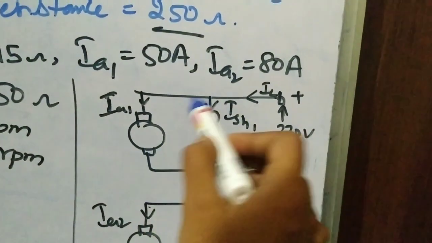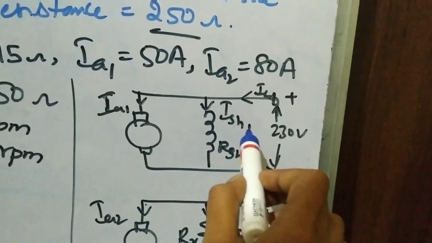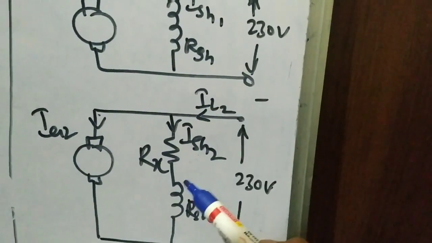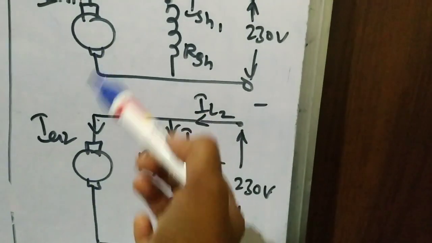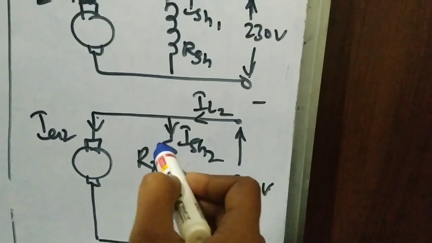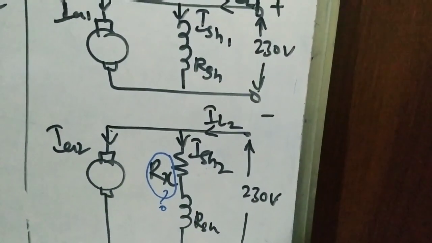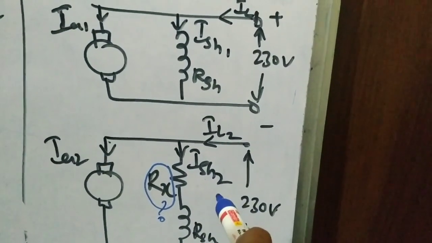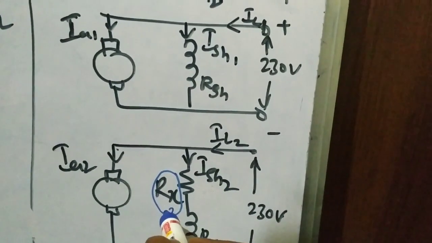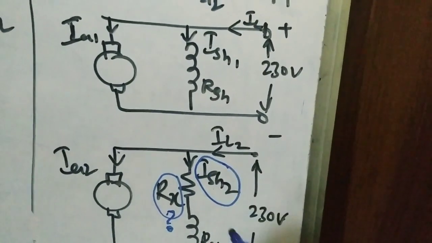So this is what the circuit diagram looks like. Initially the DC shunt motor looks like this with all the suffix values as 1, and next we have to increase the armature current from 50 to 80 amperes. That is why we have to insert one resistance. So our aim is to find this Rx value. Definitely the I shunt 2 value will change, right? So before we find the Rx value, we should know I shunt 2. So how do we find I shunt 2?